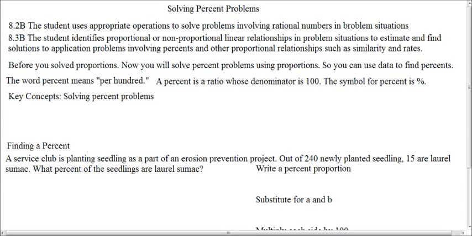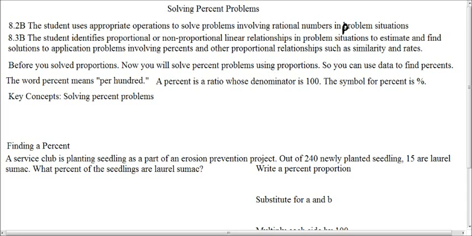Okay, good day everyone. Let's quickly talk about solving percent problems, also known as percent proportions. We are looking at Math Standard 8.2b, which states that the student will use appropriate operations to solve problems involving rational numbers in problem situations.